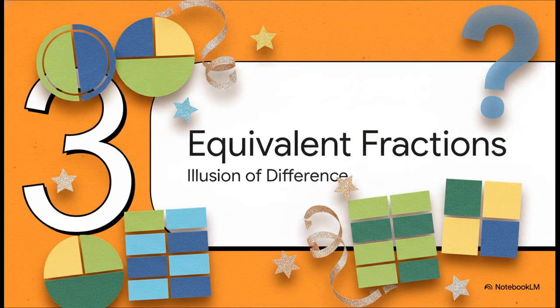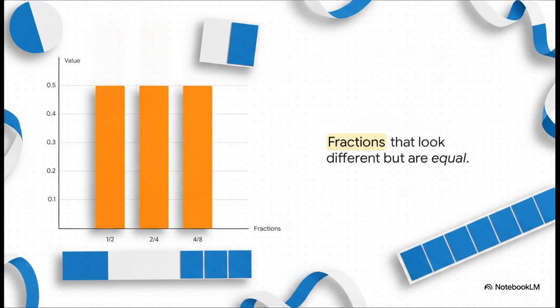Now for Section 3, Equivalent Fractions Explained. Let's look at what I like to call the illusion of difference. What's really interesting about this is how it completely proves this illusion. We've got 3 identical bars here, but each one is cut up differently. The first is split into 2 parts, with 1 shaded in, so that's 1/2. The second is split into 4 parts, with 2 shaded, which is 2/4, and the third is split into 8 parts with 4 shaded, giving us 4/8. But look closely at the shaded areas. 1/2, 2/4, and 4/8 all take up the exact same visual space.